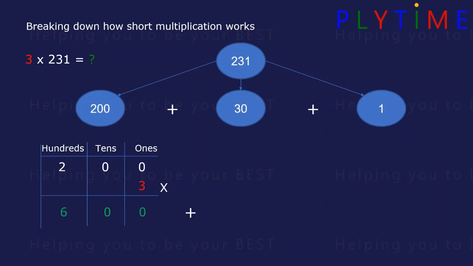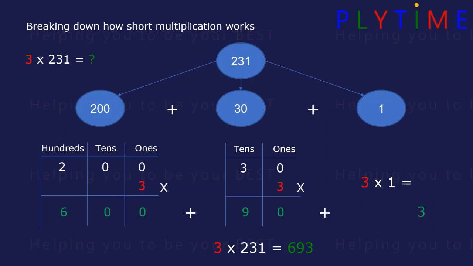Then to the 30. 3 times 0 is 0, 3 times 3 is 9, and then to the units, 3 times 1 is 3. Now we need to add all of these together. So 600 plus 90 plus 3 is 693.